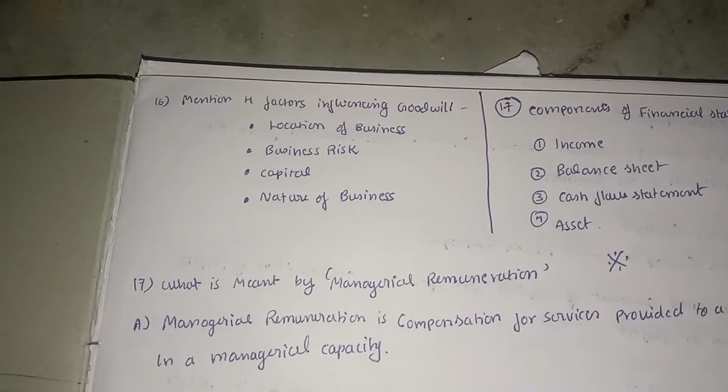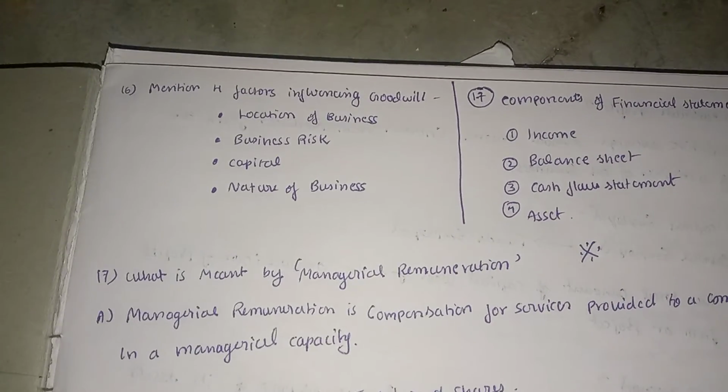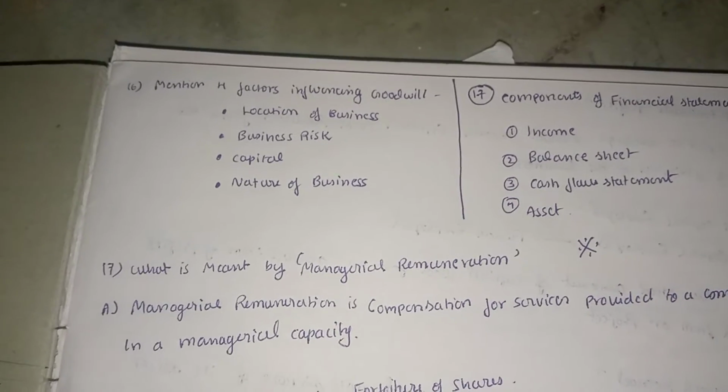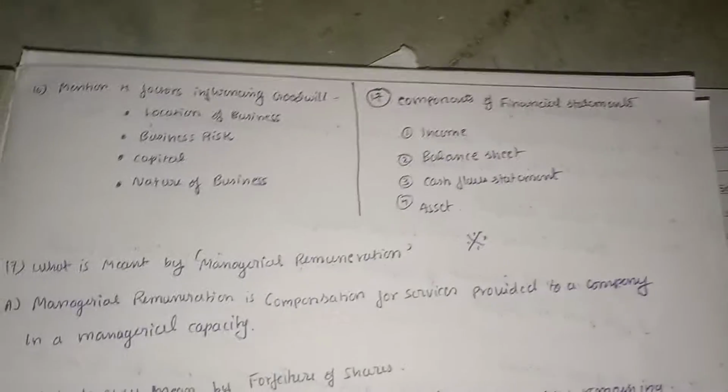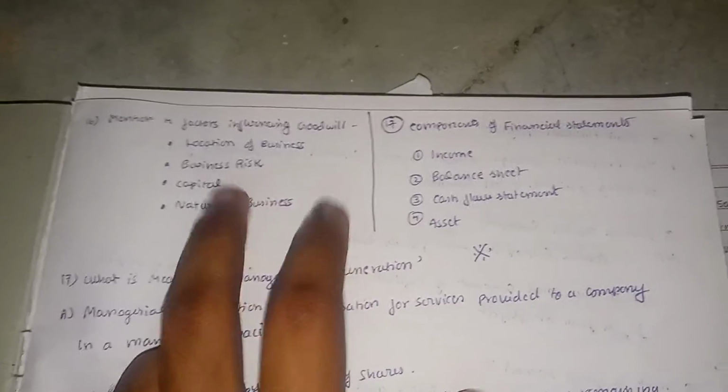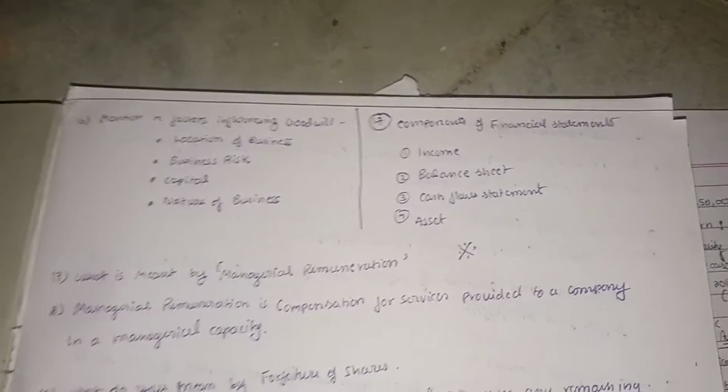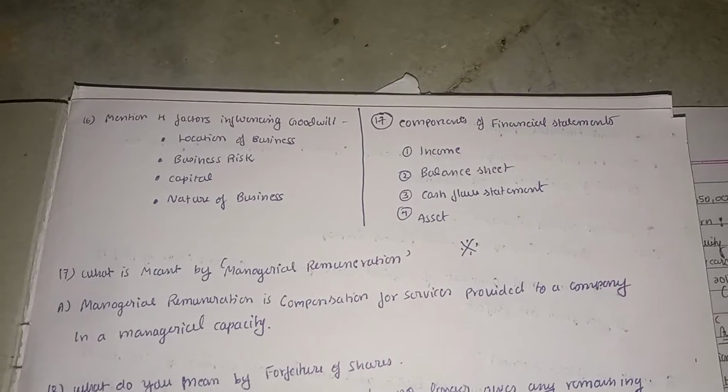See, they can ask question like this. Mention 4 factors influencing goodwill: location of business, business risk, capital, nature of business. If they ask any 2, you can write any 2. Components of financial statements: income, balance sheet, cash flow statement, asset.